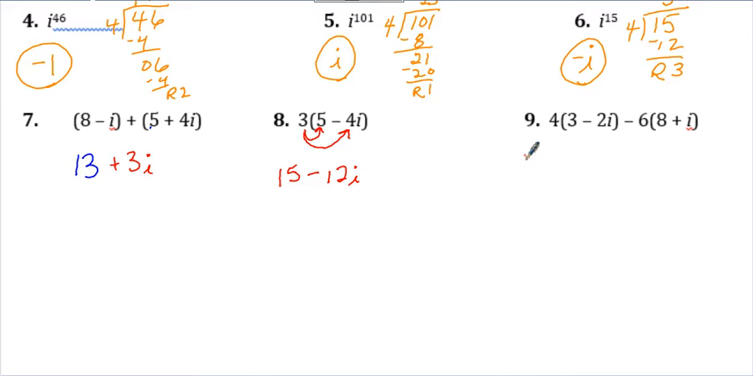So let's distribute the 4. So let's make that a 12 minus an 8i. Let's distribute this negative 6 to make a negative 48 minus 6i. Now that we have everybody distributed, we can combine like terms. The 12 and the negative 48 are like terms, so that's a negative 36. And the negative 8i and negative 6i can be combined for a total of negative 14i. And that's your final.